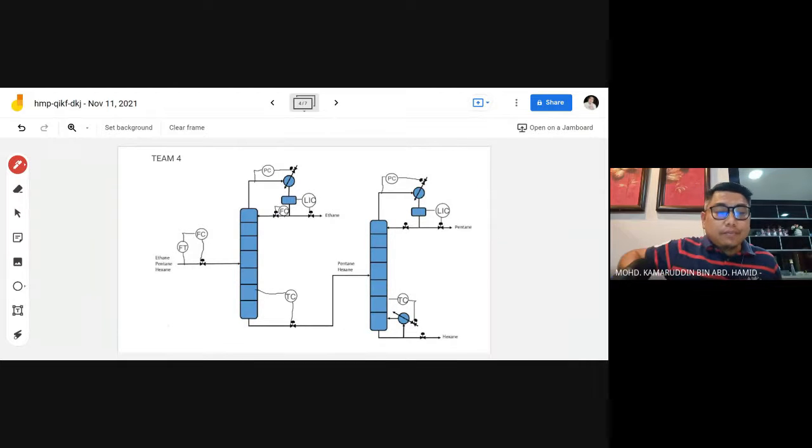Okay, team number 4. The team number 4 here, you have a condensed absorber at the first and you have a distillation column at the second. Why do you need to have a condensed absorber? Any reason here?